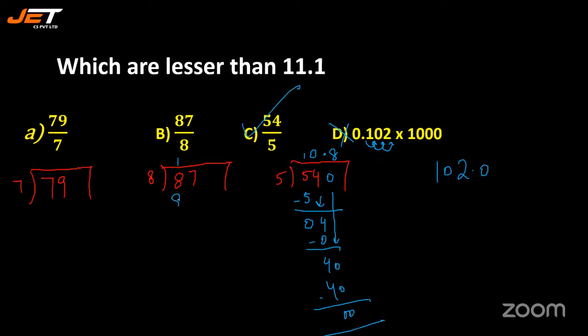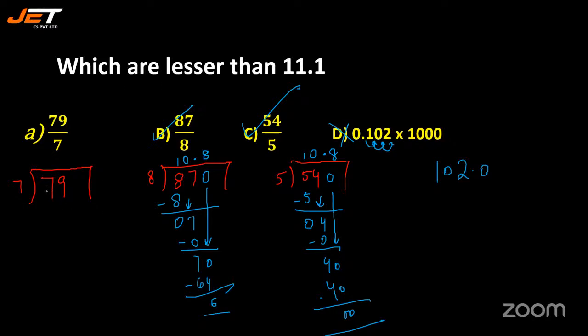Next one, 8 times 1 is 8. Bringing down 7. 8 times 0 is 0. Putting an extra 0. 8 times 8 is 64. Oh, crazy. This is also less than 11.1.